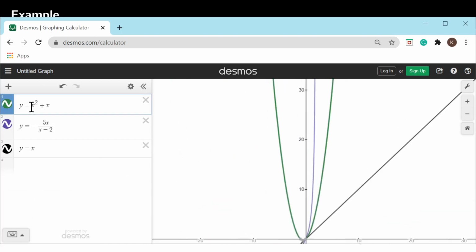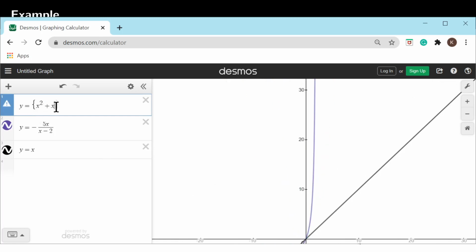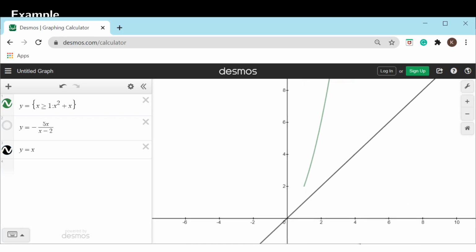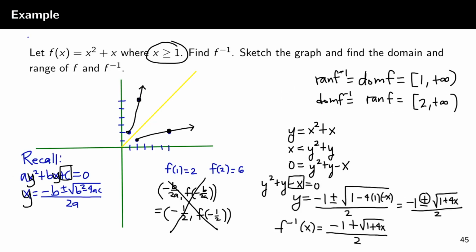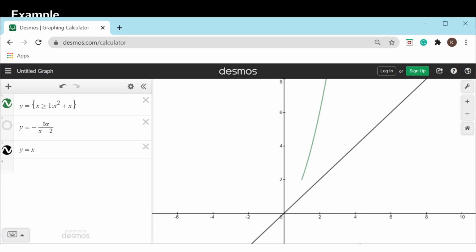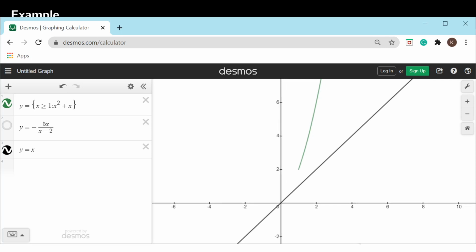So, ilalagay ko ngayon itong right-hand side ng equation ko inside parenthesis. And then, lalagyan ko ng condition sa harap. So, x is greater than or equal to, and then colon. Okay. So, again, x is greater than or equal to 1. Ayan. So, again, the condition, colon, the expression. Okay. So, ito na ngayon yung graph ng function. Yan yung na-sketch natin. It looks close enough. Okay. And then, sketch naman natin yung graph nung inverse.